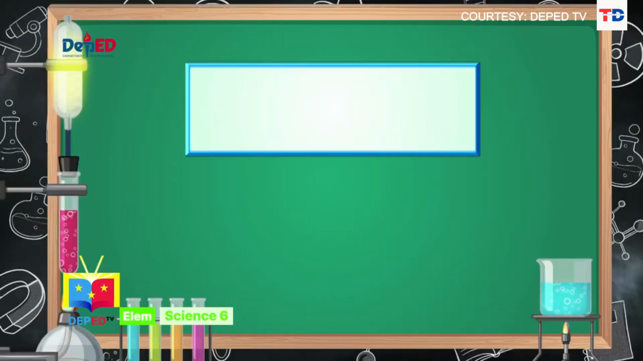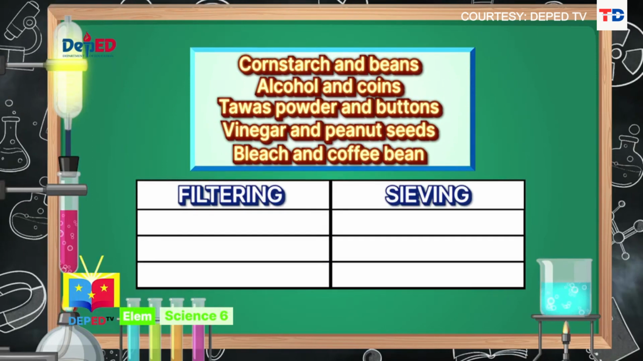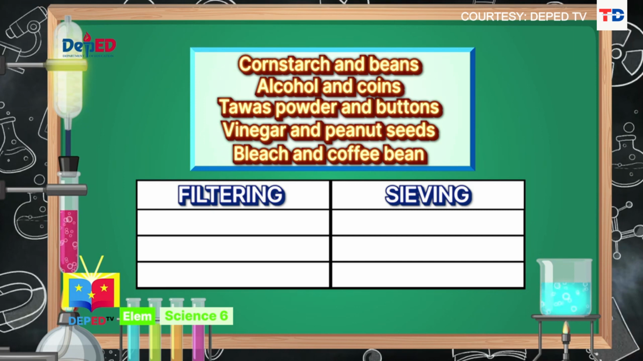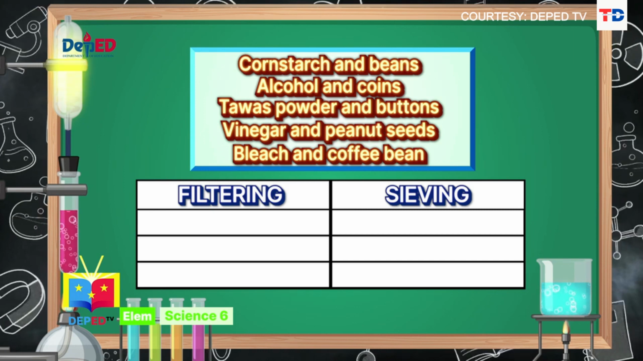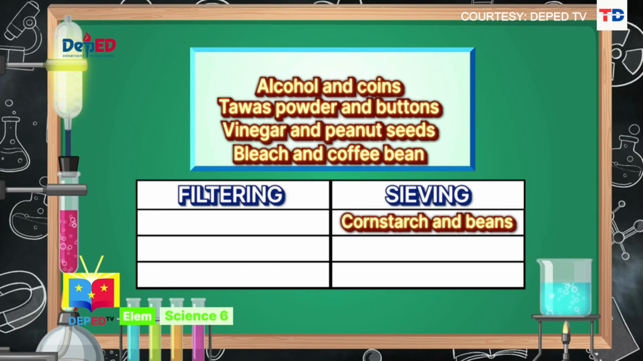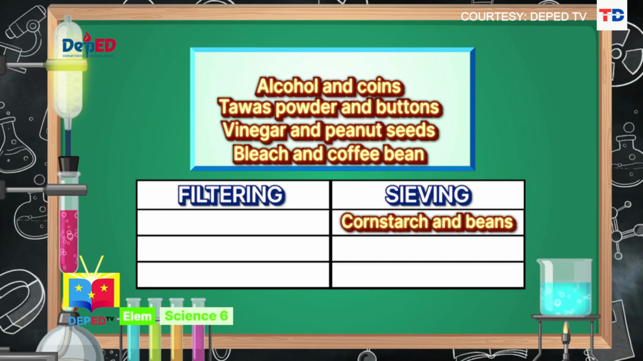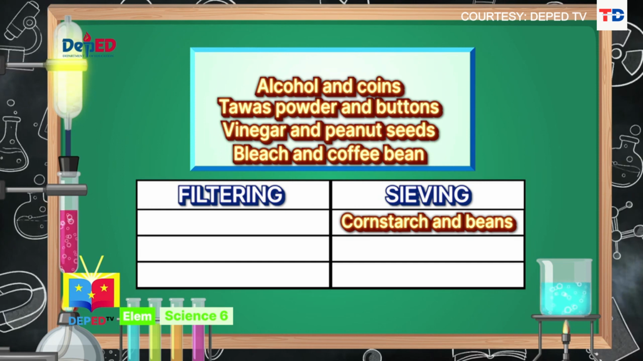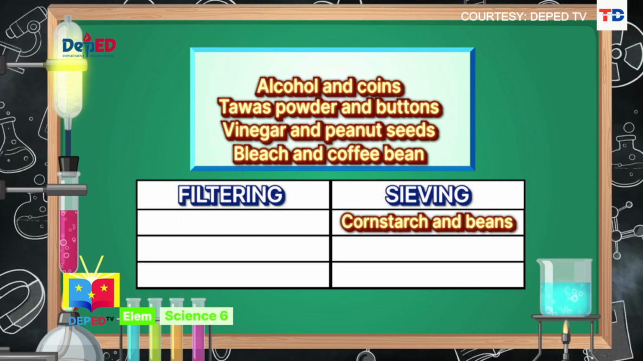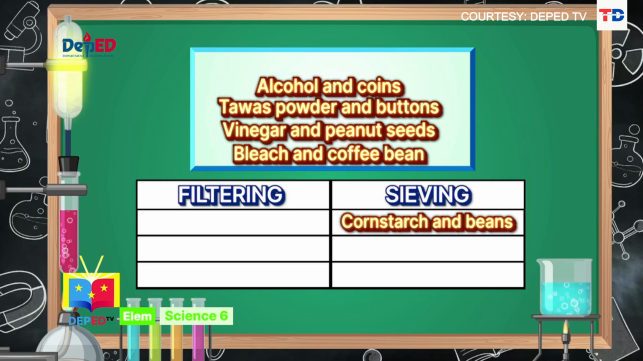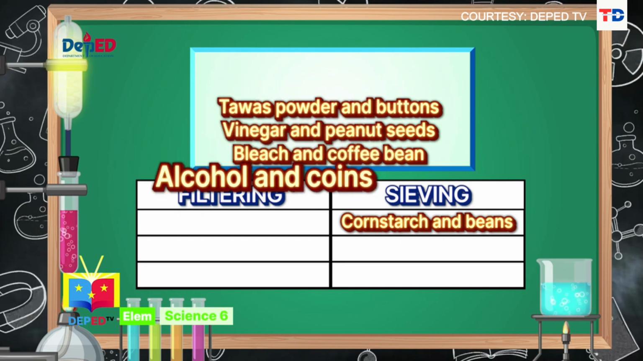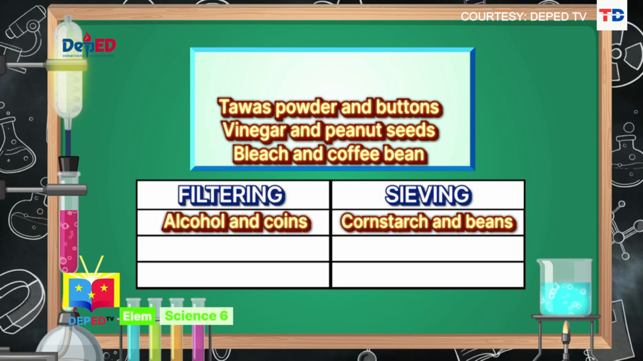Great! Where should we put cornstarch and beans? In the filtering column or in the sieving column? Right, in the sieving column. Where should we put alcohol and coins? In the filtering column or in the sieving column? Very good, in the filtering column.